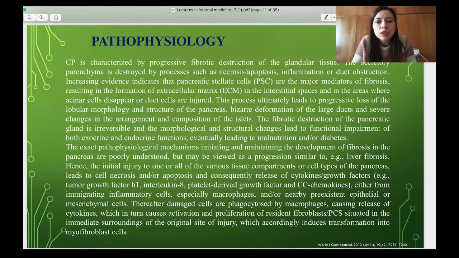Therefore, damaged cells are phagocytosed by macrophages, causing release of cytokines, which in turn causes activation and proliferation of resident fibroblasts, or PSC, pancreatic stellate cells situated in the immediate surrounding of the original site of injury, which accordingly induce transformation into fibroblast cells.